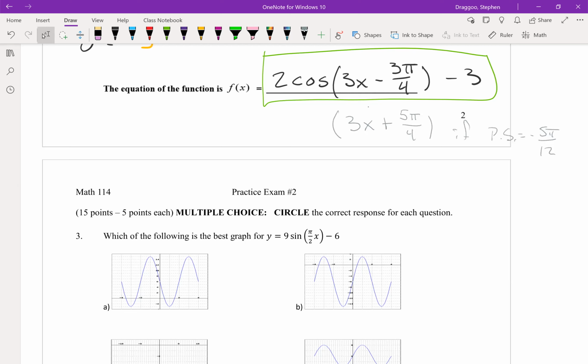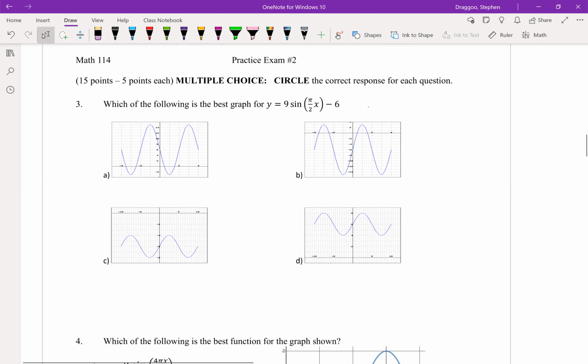Okay. All right. Let's pick up the pace, see if we can finish this in time. Okay, so multiple choice. Which of the following is the best graph for y equals 9 sine of pi over 2 x minus 6? Okay, so what are we looking at here? In broad strokes, trying to decide which of these things make more sense.